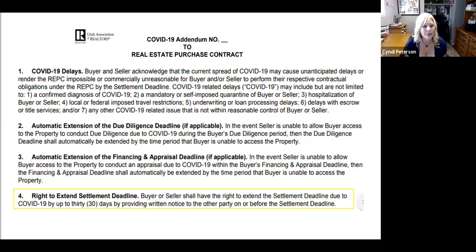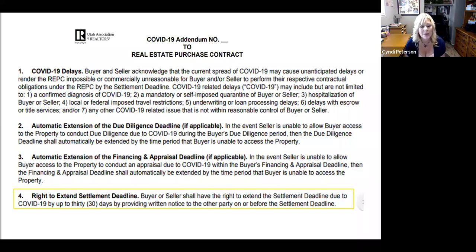So the local or federal imposed travel restrictions, that could be an issue. Underwriting or loan processing delays. So that's a real issue because everybody's working from home, so they're not getting their loans done as quickly as they were before. Maybe the appraisers aren't able to get out and do the appraisal. There's just all kinds of things that they can run into. The delay with escrow and title services, and any other COVID-19 related issue that is not within reasonable control of the buyer or seller.